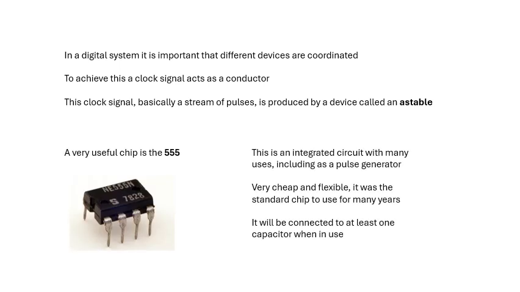A very, very useful chip is the 555. I remember when I taught electronics, it would get through loads of 741s and 555s. And the 555, joined together with at least one capacitor and a couple of resistors, makes a jolly good astable. It's an integrated circuit, lots of transistors and things inside, and you can use it as a pulse generator. Very cheap, very flexible. It was used for years and years and years, but now there are more versatile, cleverer, more reliable ones. But nevertheless, that's a 555.